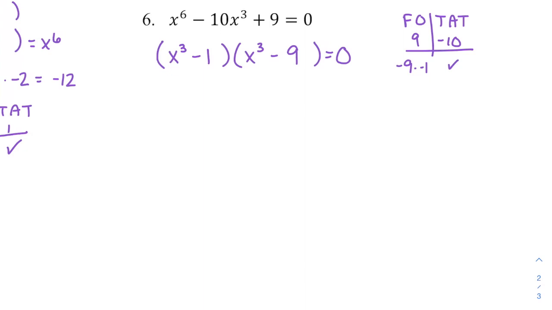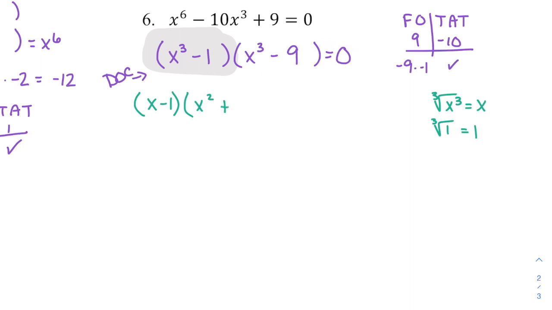So here I can actually use difference of cubes on this first factor. So I'm not completely factored. I need to difference of cubes that. So the cube root of x cubed is x. The cube root of 1 is 1. So I'm going to have a minus b times a squared plus ab, which is just times 1, so it's just x, plus b squared, which is just 1. And then I bring down my other factor.